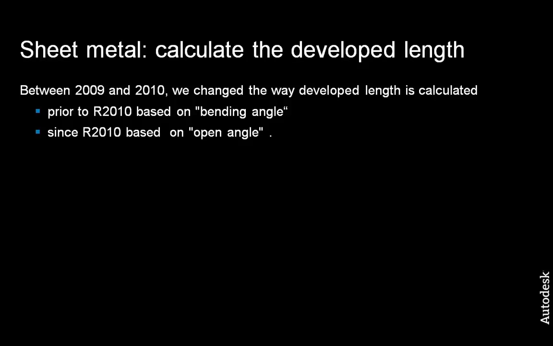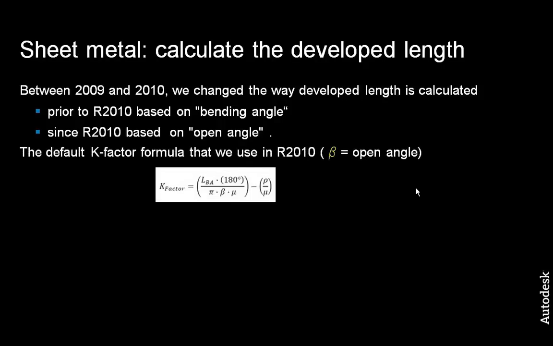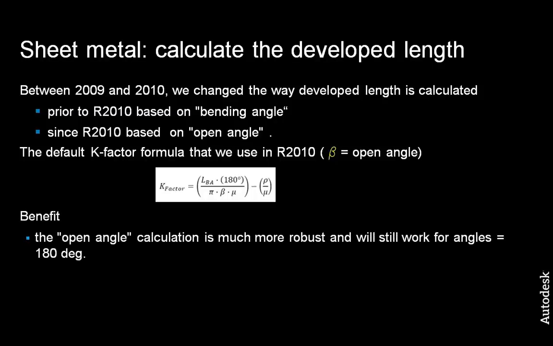I just want to make a side excursion to what happened between 2009 and 2010. Prior to 2010, we based the developed length calculation on the bending angle. Since 2010, we base it on the open angle. Just for illustration purposes, this is the K-factor formula where you see the beta value included. This is the formula we use since 2010. The benefit of making this small change is that the open angle calculation is much more robust and will still work for extreme angles like 180 degrees.